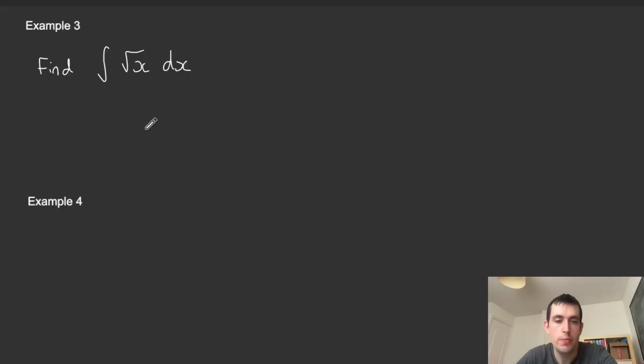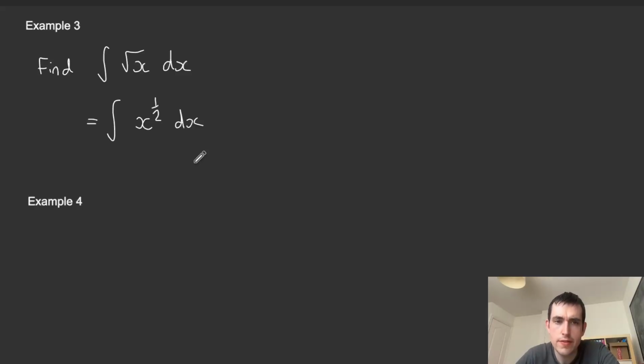For now, we've been integrating x to the power of positive integers. But what if you wanted to integrate, say, the square root of x? Well, lucky for us, if we know the rules of indices, we know the laws of indices, we can convert this into x to the power of 1/2 like this. If that is not familiar to you, make sure you review your laws of indices.